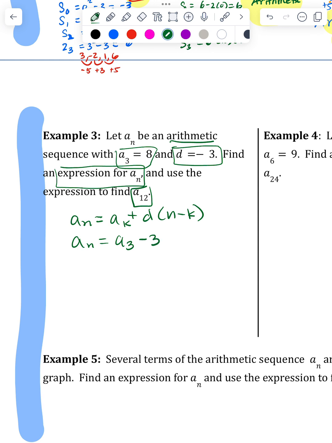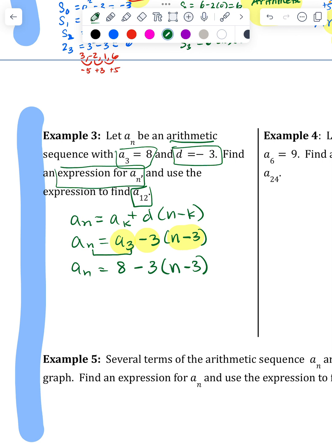And then I am going to put in here that I am going to find the space between these two things, the nth term and the third term. Because you're essentially saying, hey, I'm going to start at this spot. I'm going to take away 3 this many times. Now, which things do I know? I know that a sub 3 is 8. I know that d is -3. And I'm going to use this to develop my expression.